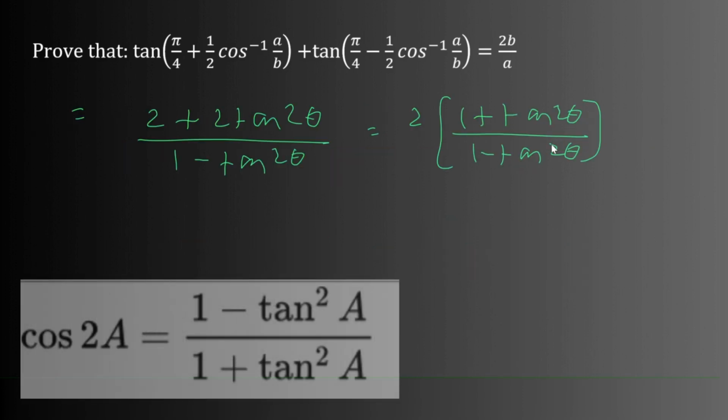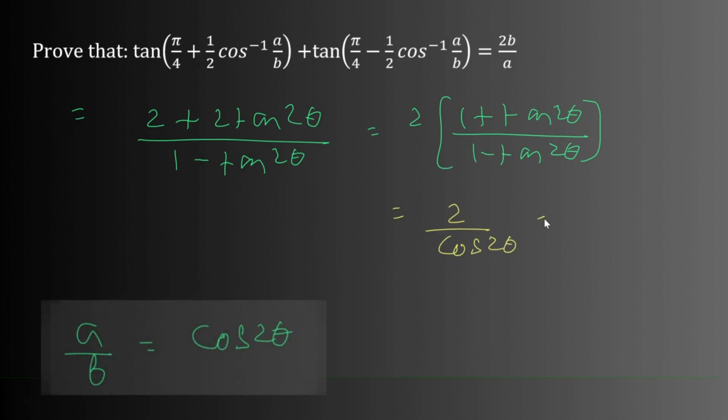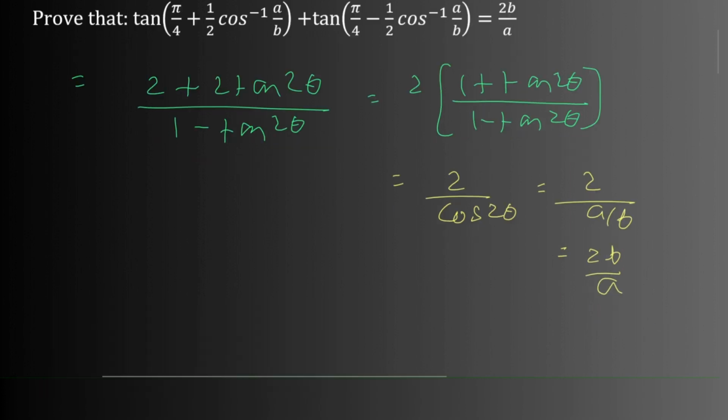Now what you can observe is that 1 minus tan square theta over 1 plus tan square theta is cos 2 theta. So can I say this is the reciprocal of cos 2 theta, that is 2 over cos 2 theta. And what was cos 2 theta? Cos 2 theta is a by b. So this is 2 over a by b. On reciprocating, it is 2b by a. So therefore we can say that this is what we needed to prove. LHS is equal to RHS.